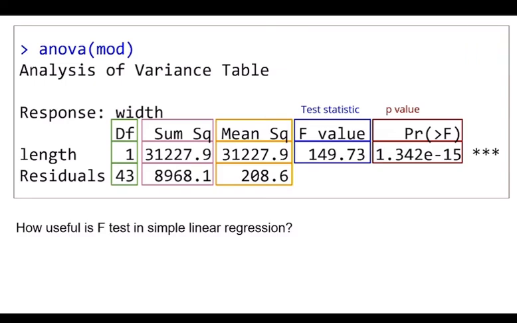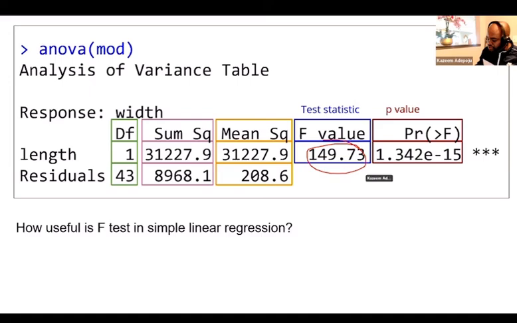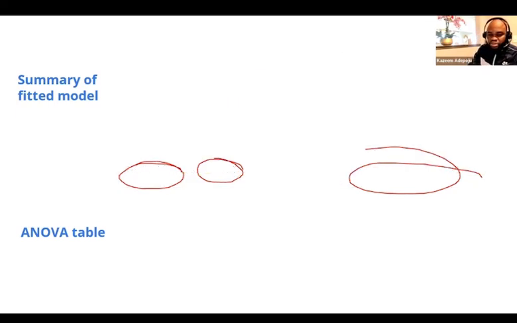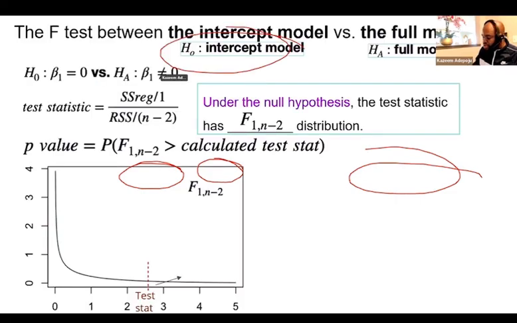Could you explain how to calculate the F value and what the meaning of the F value is? Okay, you mean how to calculate the F value? Yeah. Okay, if you are referring to this one now, 149.7, which is also here in the regression output, and this is the corresponding p-value. The essence of calculating that is because we basically want to test between this intercept model and a full model.